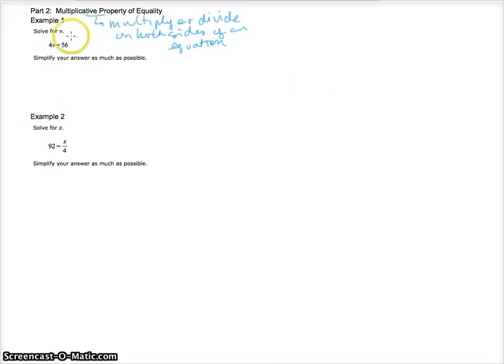So here in example 1 I've got 4v equals 56. So I'm going to rewrite it: 4v equals 56. And it says to solve for v. Well, this is actually 4 times v. So we'll put a little times symbol there. 4 times v. In order to undo multiplication, I must divide. So I'm trying to cancel the 4.